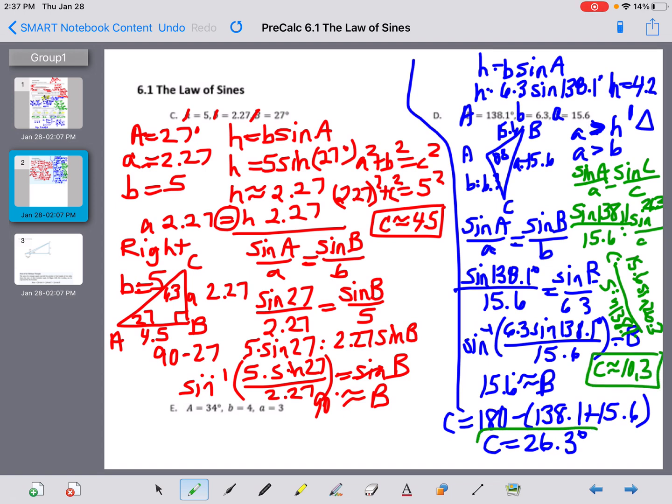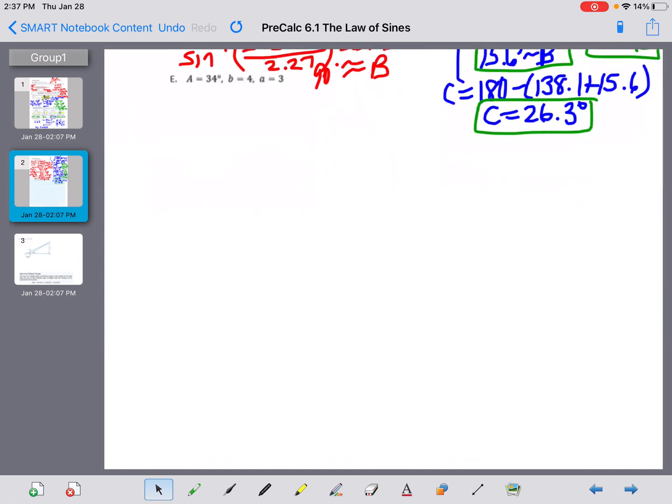Okay. So I have an angle C, I have a side C, I have an angle B, and I started with the 3 from above. Okay, one triangle because my A was larger than my H and my A was larger than my B. All right, bottom of the page to do this next one.